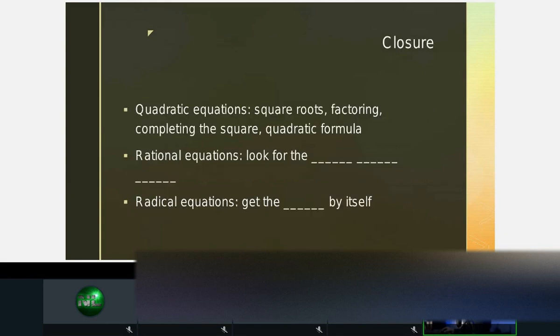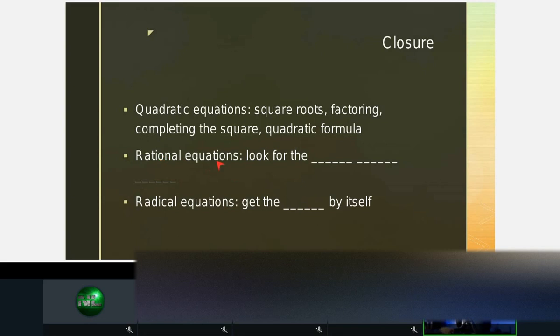Other than that, a little last closing. So quadratic equations: square roots, factoring, and completing the square. I skipped this. This is in your module, so make sure you go through that. The quadratic formula, x equals negative b plus or minus the radical all over 2a, I also skipped. That's in the module, and that's up to you to review these two and work those problems out. So we did these two things.